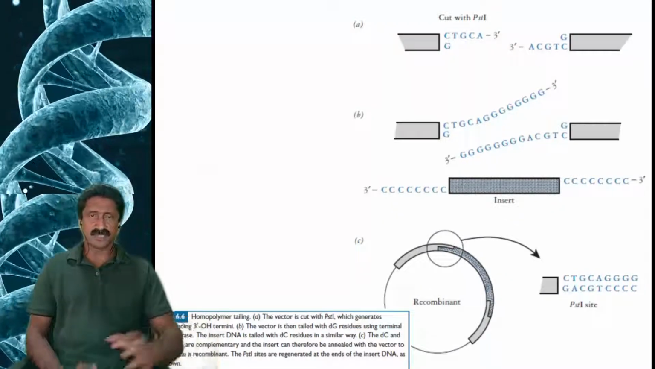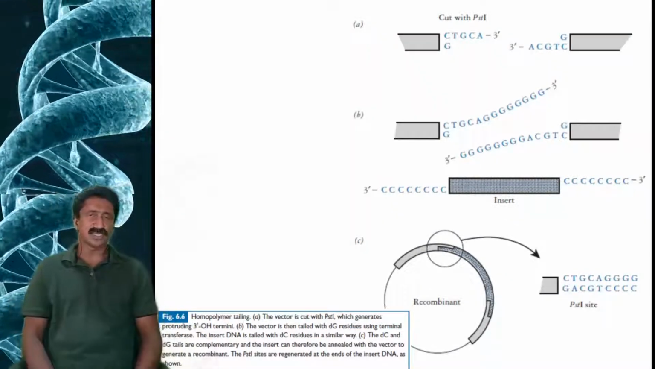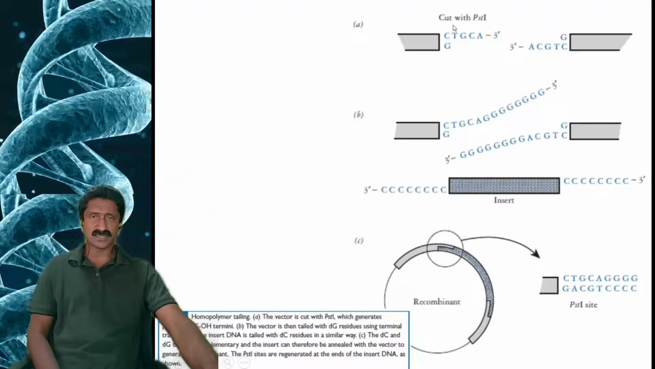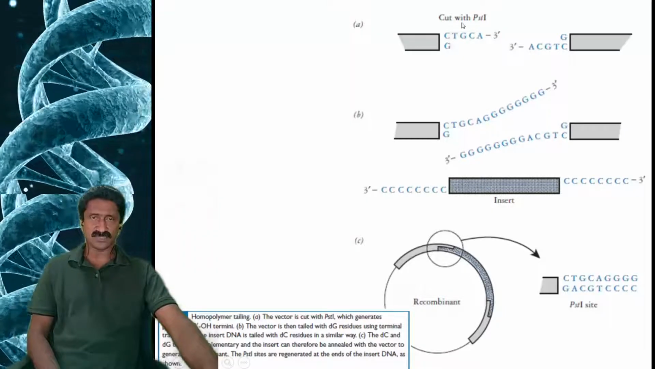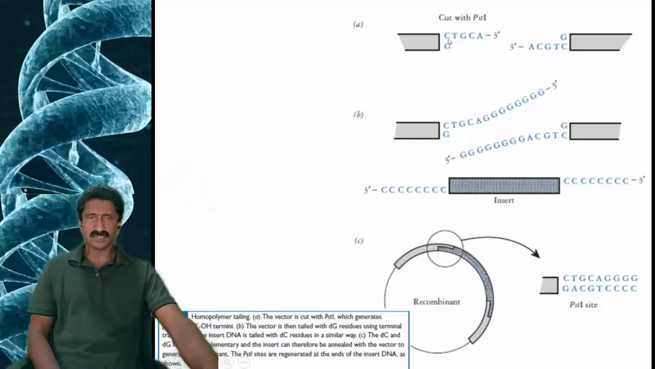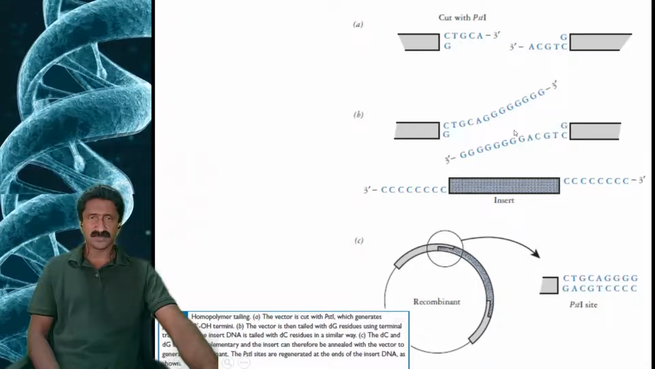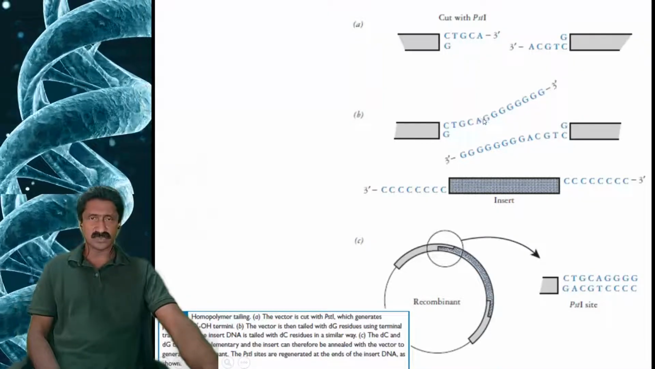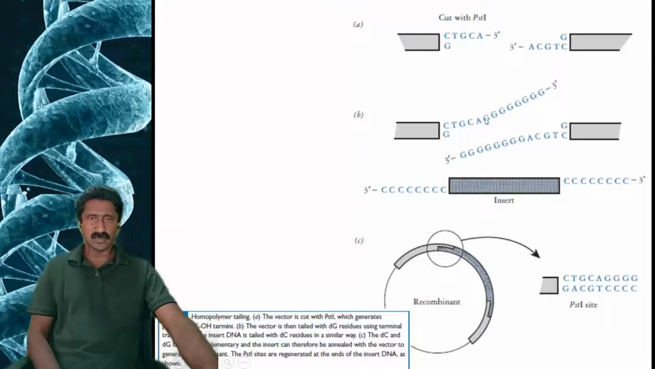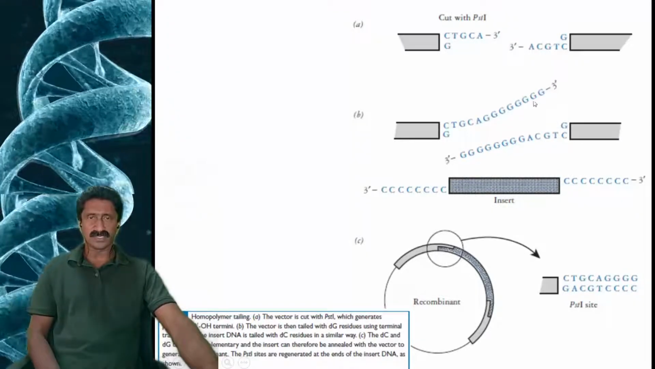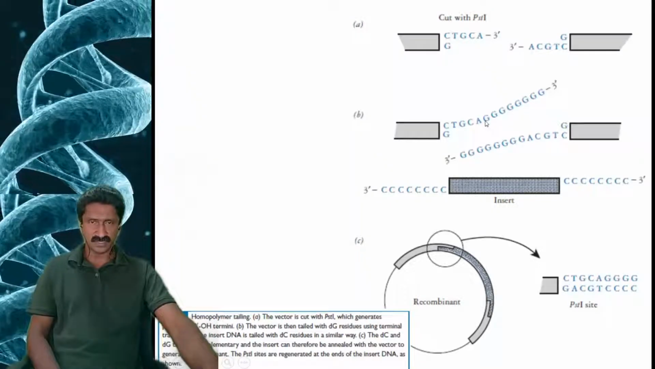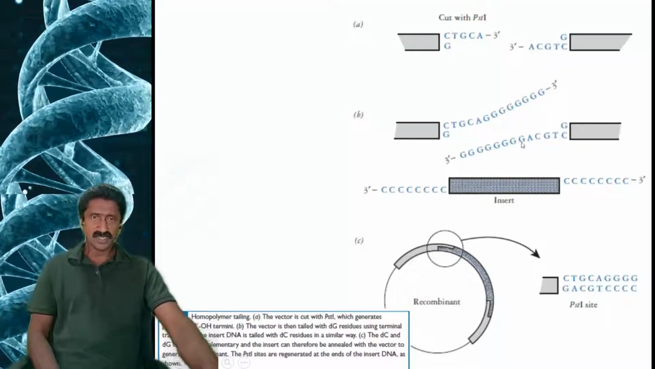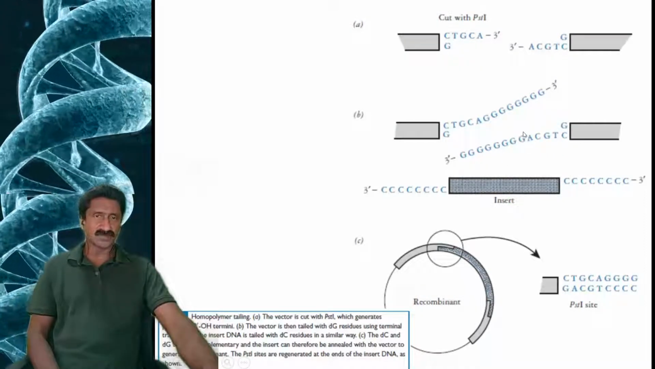This is another one where we have a homopolymer tailing. This is a case where the strand is cut with a PstI enzyme. So this is the PstI cut. Now we have a poly G attached here. A homopolymer of guanine residues is attached at the 3' end, and both the strands are now attached with a homopolymer tail of G.